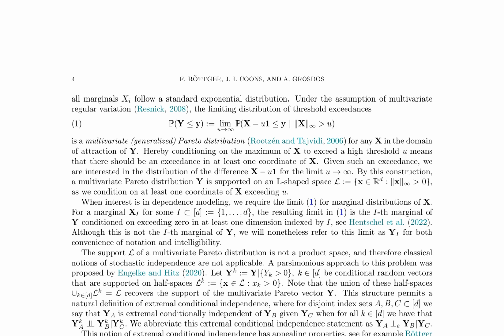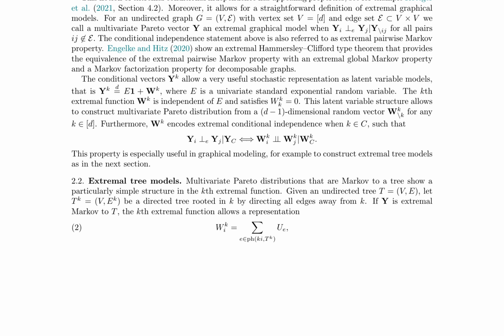This concept enables the definition of extremal graphical models, where a multivariate Pareto vector Y follows an extremal graphical model if it satisfies the extremal pairwise Markov property for all non-edges in the graph. The conditional vectors Yk are represented as latent variable models, with Yk equals E1 plus Wk, where E is a univariate standard exponential random variable and Wk is a d1-dimensional random vector independent of E. The kth extremal function Wk encodes extremal conditional independence and can be used to construct multivariate Pareto distributions from lower dimensional random vectors.